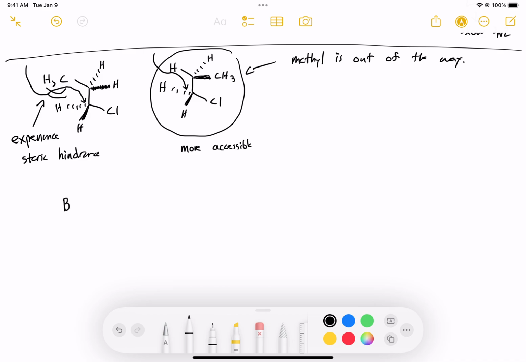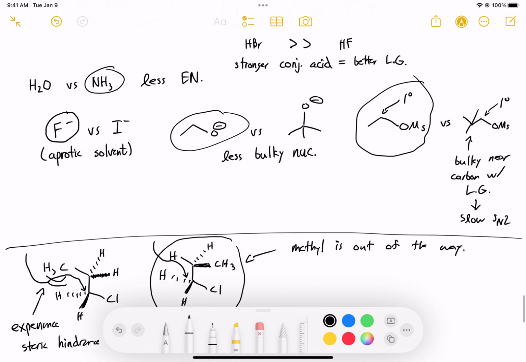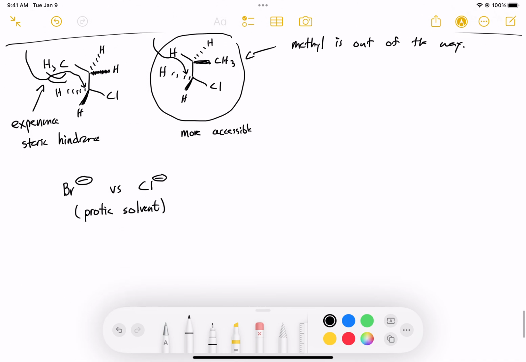Now, how about we have protic solvent, bromide versus chloride. Protic solvent. So remember when we did the fluorine example, in a protic solvent, that will be the best, the smallest atom. But now we're in protic solvent, the smallest atom will now be surrounded more by solvent in protic conditions. So now bromine would win. Okay, so it's the opposite.